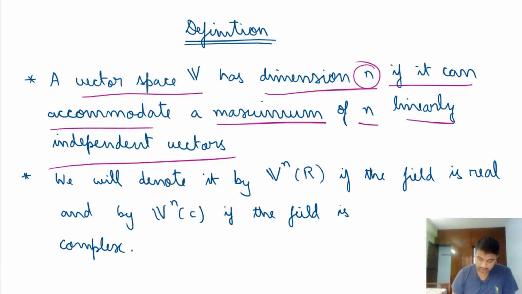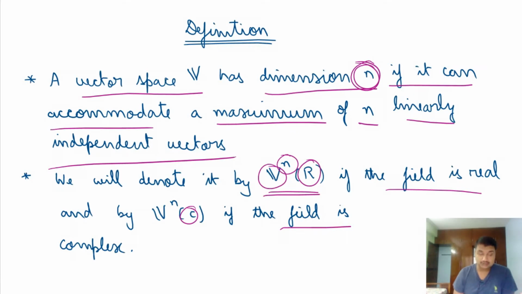If the vector space has dimension n, then we are going to denote it as vector space V with the superscript n to indicate the dimension, and in brackets we are going to write R if the vector space is defined in the real field, and C if the vector space is defined in the complex field. That is the definition, and it is not that hard to understand, but we are going to consider some examples so that we understand it better.